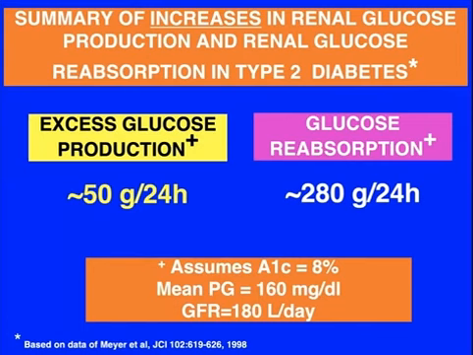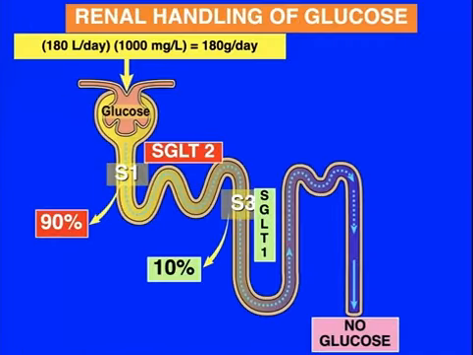That means every day of this diabetic patient's life, the kidney is contributing an extra 150 grams to the systemic circulation. And this is an enormous amount of glucose and playing a major role in the hyperglycemia in our diabetic patients. And that's why it is critical that we have medications that are going to restore these abnormalities at the level of the kidney. So let's take a little bit more in-depth look at how the kidney handles glucose.